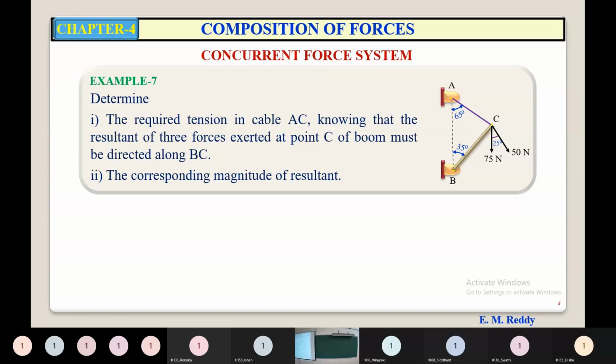So please note down the example on the resultant of concurrent force system shown on the screen. Determine the required tension in cable AC, knowing that the resultant of three forces exerted at point C of a boom must be directed along BC, and the corresponding magnitude of resultant.